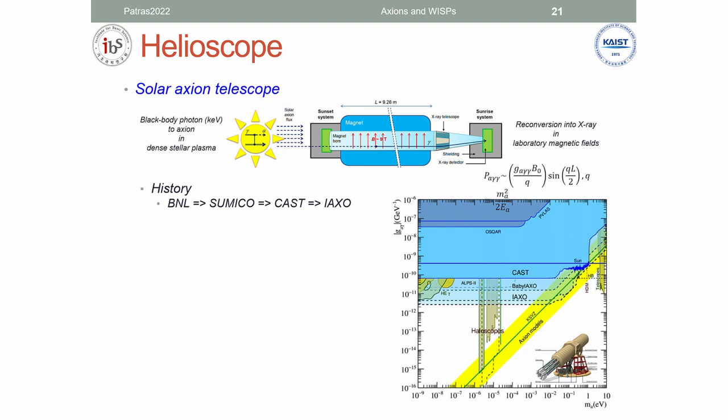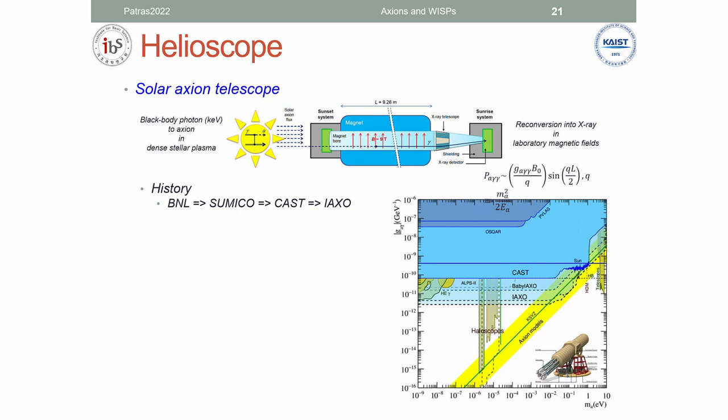So basically, the sun can generate the axions from the blackbody photons of keV energy, which correspond to the solar internal temperature, and then on Earth, the axion can be reconverted into an X-ray in a laboratory magnetic field. BNL did this first, and then the experiment was taken over in Japan, and then CAST was finalized in 2015.